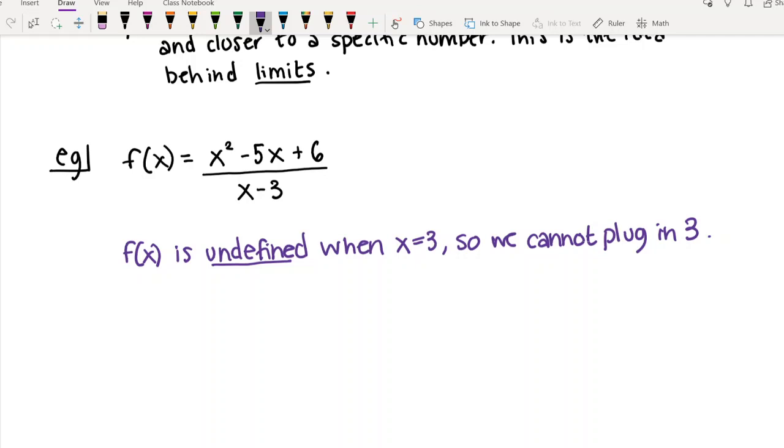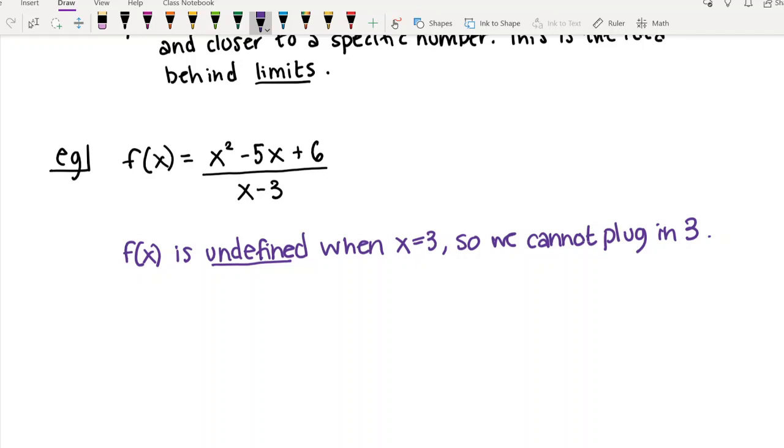So let's say that we wanted to get an idea of what the graph of this function looked like, and we wanted to know what's going on at 3. So you might remember from pre-calculus, there are two different types of things that can happen with rational functions. There's holes and vertical asymptotes. And so let's say you wanted to know, does this graph have a hole? Does it have a vertical asymptote? What is the shape of the graph doing when we're close to 3?